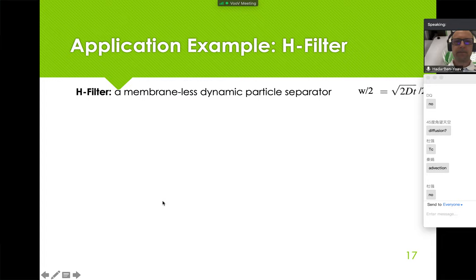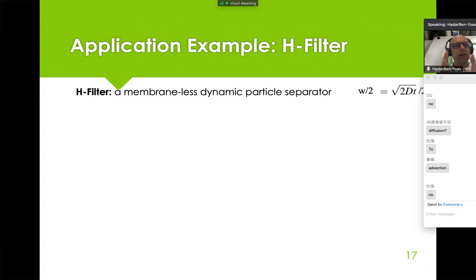After we learned about the properties of fluid and how we can describe flow and mass transfer in the system, let's now see an example of how we can utilize this understanding to invent new types of microfluidic structures that have different functionalities. The example that we have here is called an H filter. It's a way to separate particles of different dimensions without a membrane.